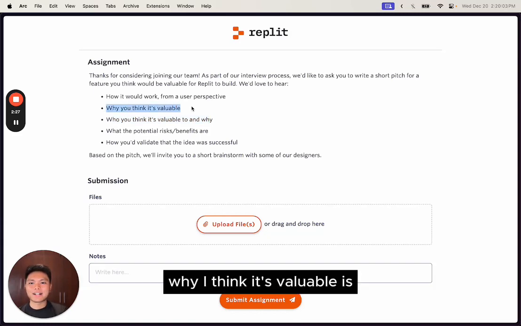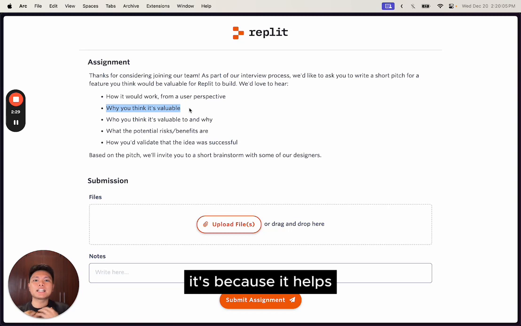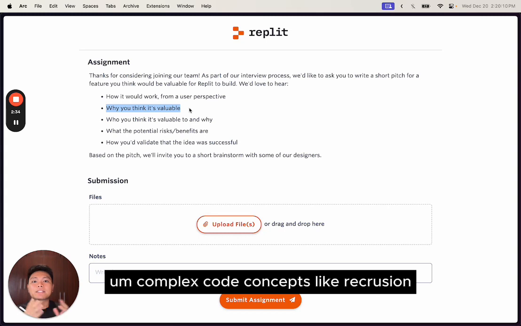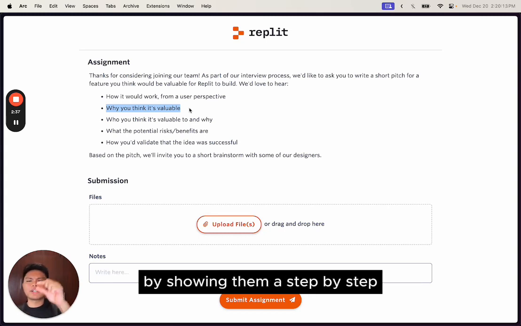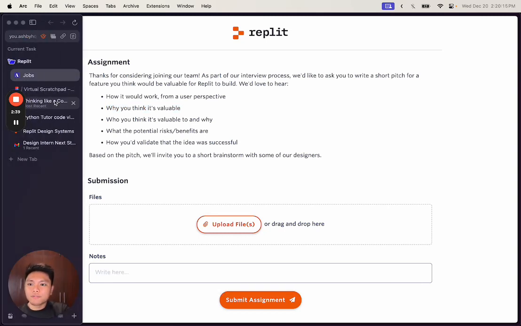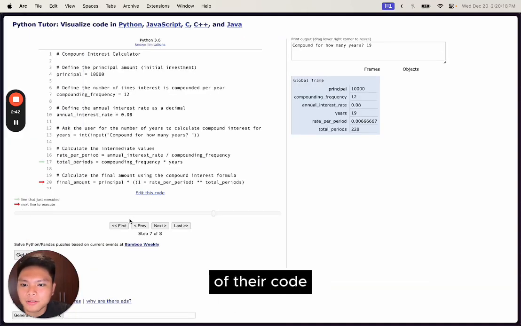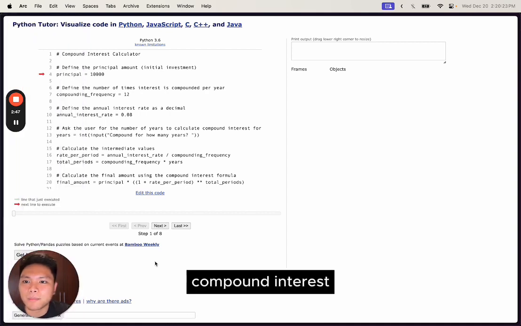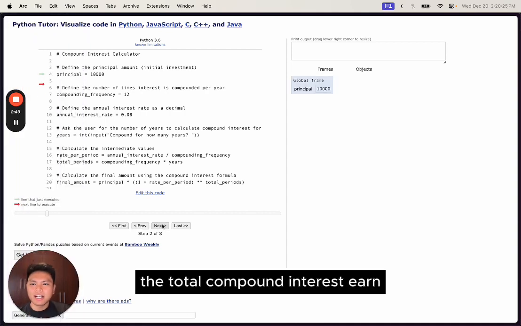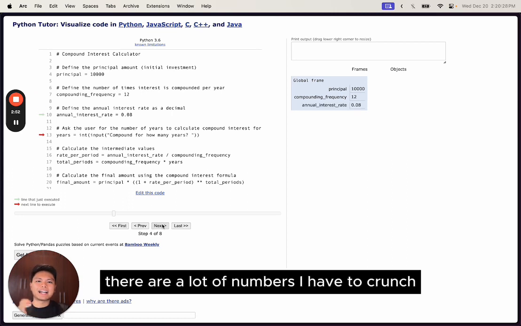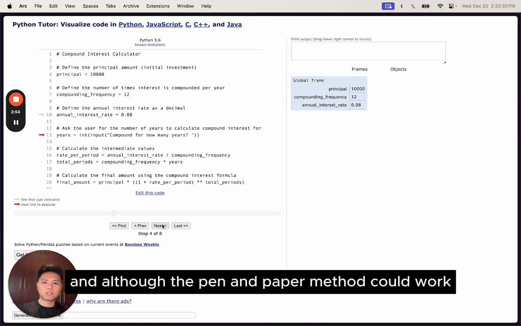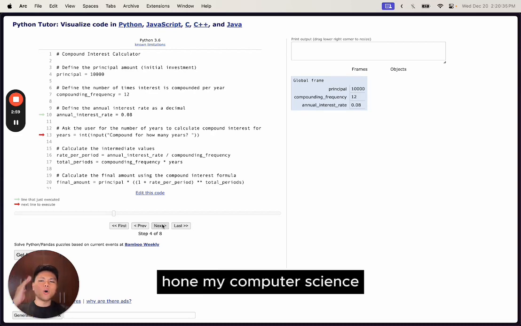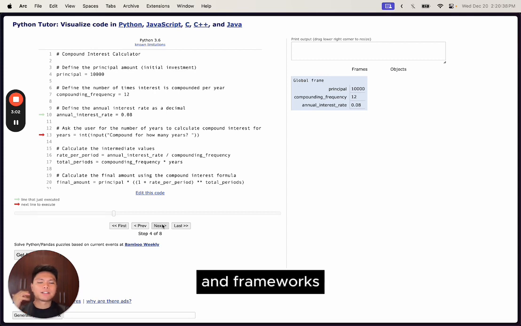Why I think it's valuable is it's because it helps students demystify complex code concepts like recursion, for example, by showing them a step-by-step visual execution of their code. Take this example where I try to calculate the compound interest, the total compound interest earned. There are a lot of numbers I have to crunch. And although the pen and paper method could work, I also see this as an opportunity for me to hone my computer science mental model and frameworks.